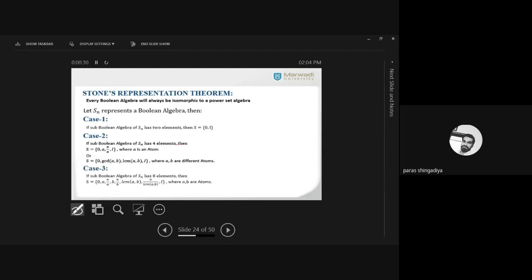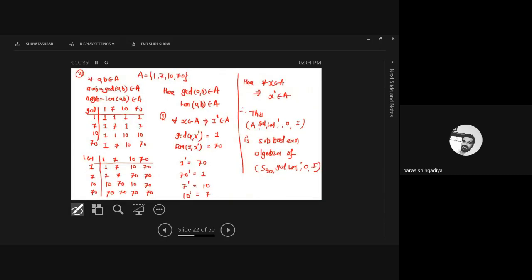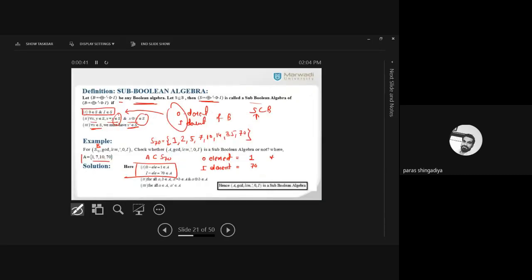So yesterday we had discussed one of the topics: how to check a sub-Boolean algebra. There are three conditions you have to verify. First is a zero and I element. Second is the closure property, x star y and x ring sum y. And third is the complement property, meaning for every element x, x dash should exist and it should be a part of the S again. So if the three properties are verified, then it is called a sub-Boolean algebra.